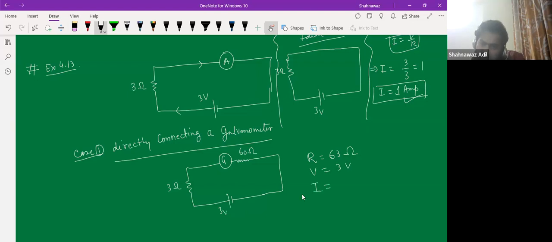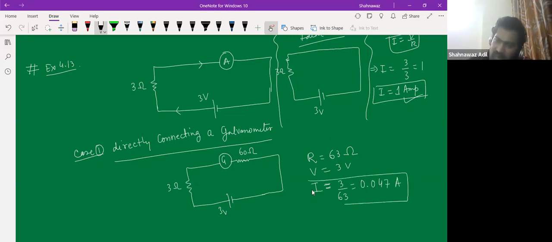So I is equal to V by R. So the reading of current that we will get is 3 by 63, which is 0.047 ampere. So is this the ideal scenario? No, sir, it should be 1 amp. Yes, the ideal scenario is that whatever device we are connecting should give a 1 ampere reading.